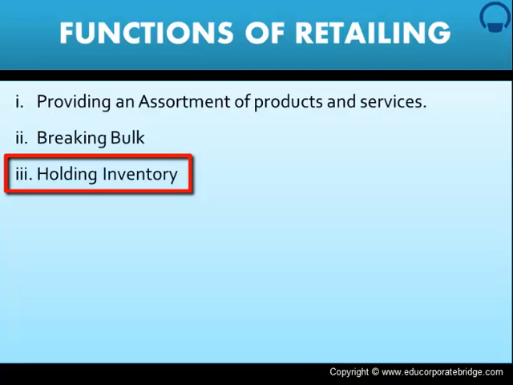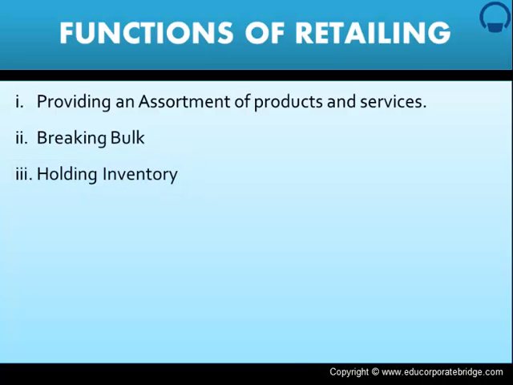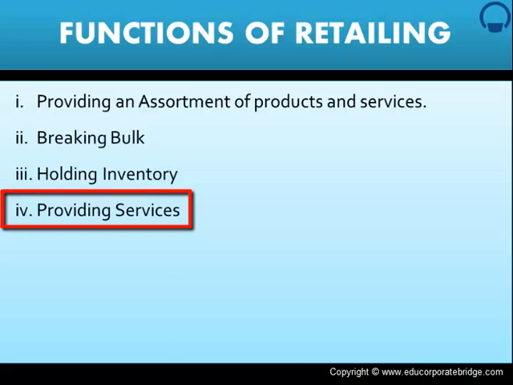This allows the consumers to keep a smaller inventory of products at home because they know that local retailers will have the products available when they need more. To hold and maintain an inventory becomes a very crucial and vital role when it comes to retailing. A retailer has to always assure that he holds the optimum inventory which may be required in the near future. The fourth function of retailing is to provide services.